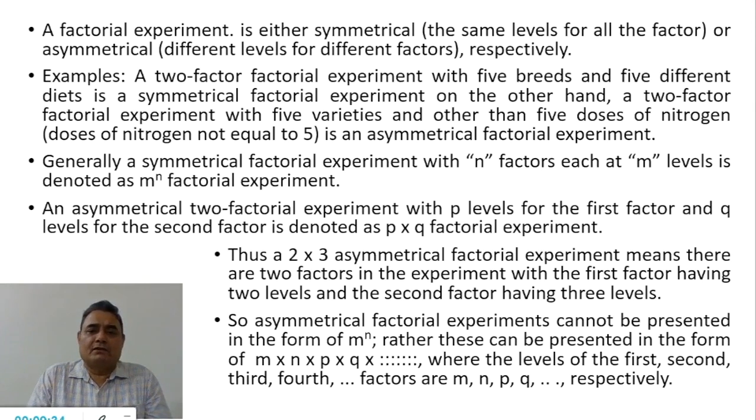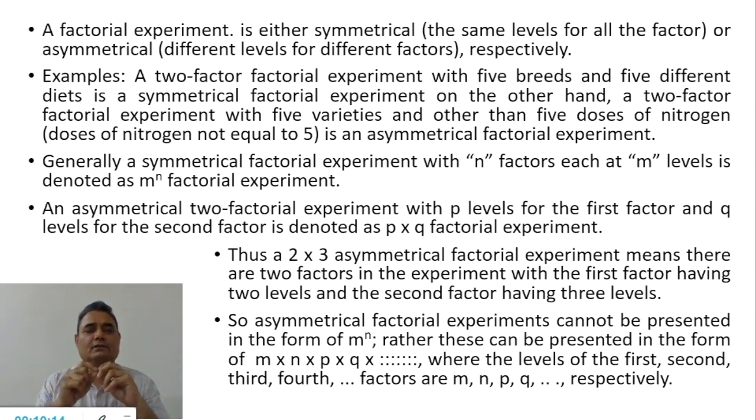So if a two-factor factorial experiment with 5 varieties and other than 5 doses of nitrogen is considered, meaning doses of nitrogen are not equal to 5, it may be 6, it may be 4, or it may be 3, it may be 2, not 5. Then here the factor variety has 5 levels. There are 5 varieties, but nitrogen levels are not equal to 5. That's why it is called an asymmetrical factorial experiment.